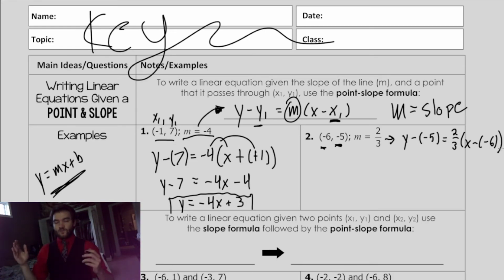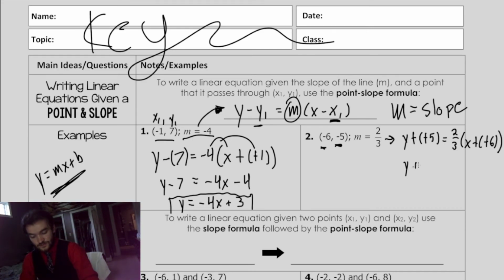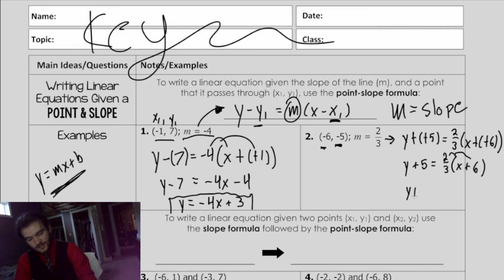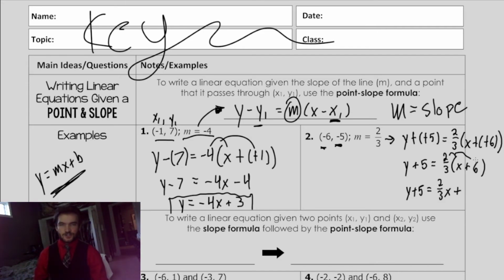So first off, I've got y minus negative 5. A negative and then a minus sign, we make these positive. Same thing here. I'm going to rewrite this as it's supposed to be: y plus 5 equals 2/3 times x plus 6. That's just some simple algebra. No big deal. Now I'm going to distribute this 2/3 into the x and then the plus 6. So y plus 5 equals 2/3 x plus, and now I'm distributing 2/3 to a whole number.